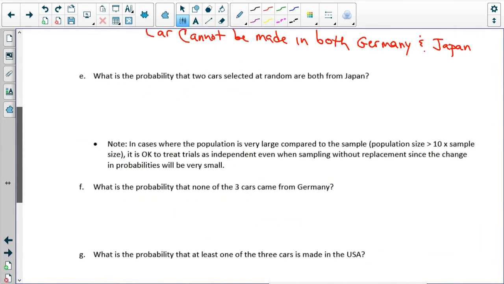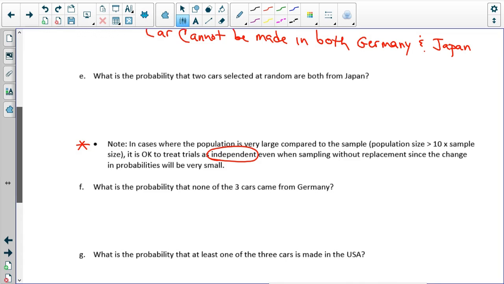What is the probability that two cars that are selected at random are both from Japan? We're going to use the multiplication rule here because we're talking about multiple events in a row. In this case, we're going to treat them as independent, even though technically they aren't. So you can read what it says. Basically, if the population size is greater than 10 times the sample size, we treat them as independent in statistical analysis, even when we're sampling without replacement.